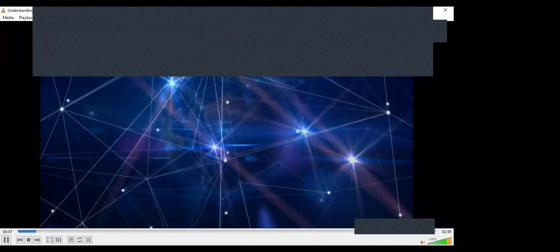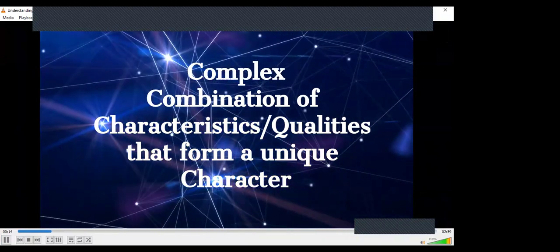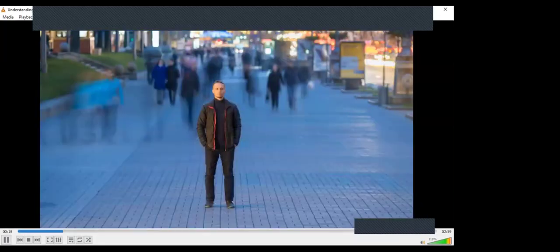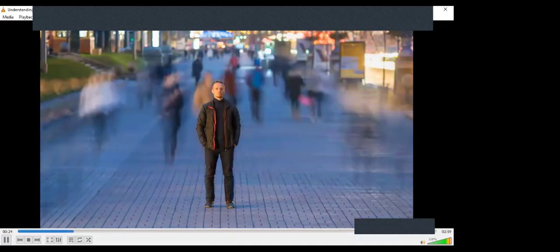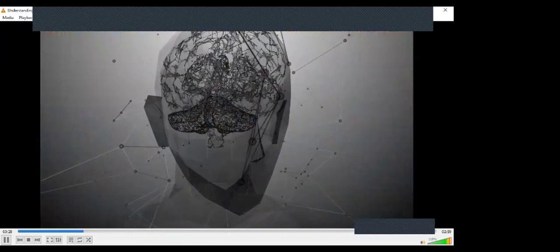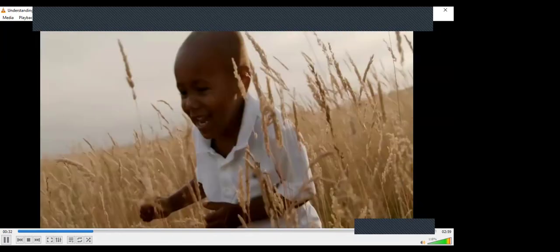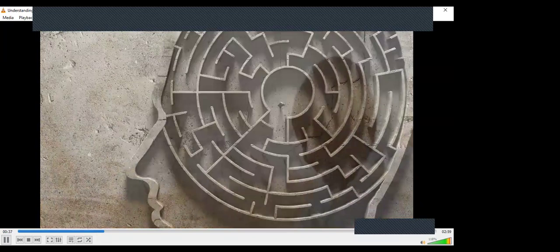The personality is a complex combination of characteristics or qualities that form an individual's unique character. This is the aspect of the ego presented to society. The ego's characteristic patterns of thought, feeling, and behavior are developed and reinforced through childhood and adolescence, becoming habitual, reactive programs.